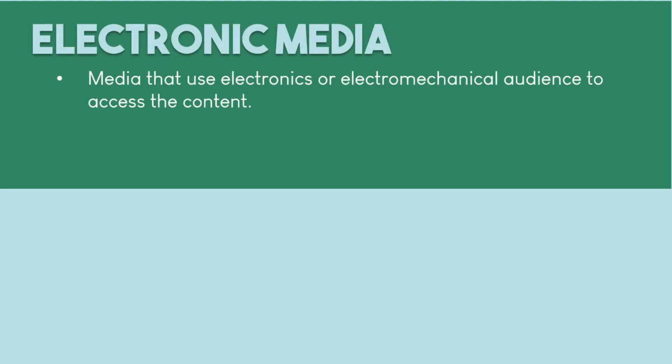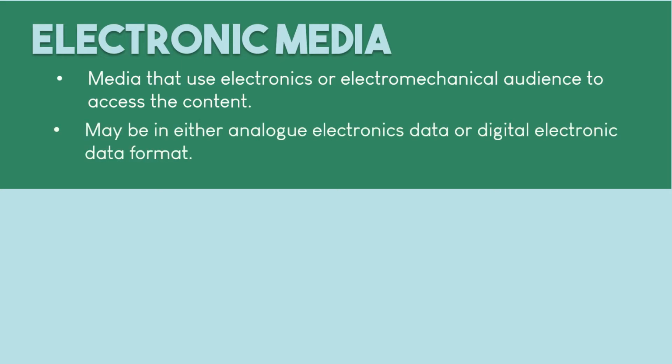First, let's talk about electronic media. Electronic media are media that use electronics or electromechanical audience to access the content. However, electronic media may be in either analog electronic data or digital electronic data format. Analog uses data that is continuous and the goal is to capture a likeness of reality, while digital uses sampling to encode the data and then reproduces it as closely as needed.